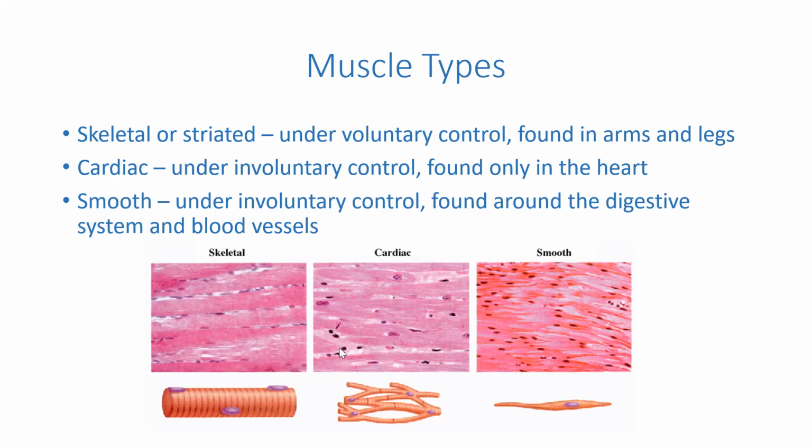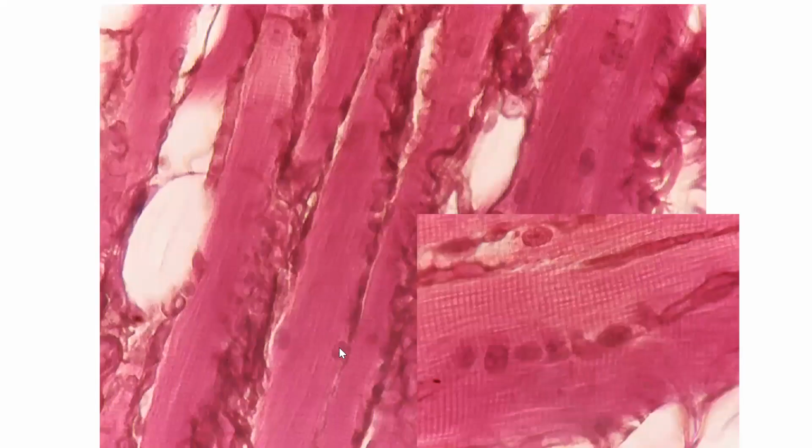And then smooth muscle, totally different from the rest of them. It's not striated, it is involuntary, but it's shaped like a spindle. And it's only around our digestive system and our blood vessels and the hollow organs, like the outside of our bladder and stuff like that.